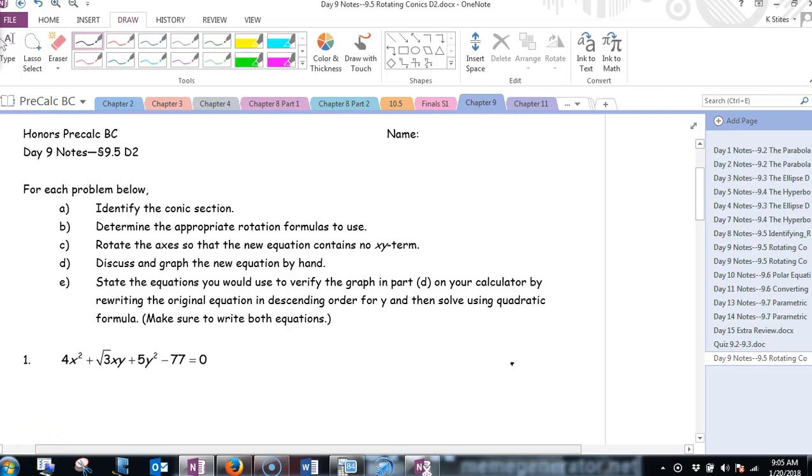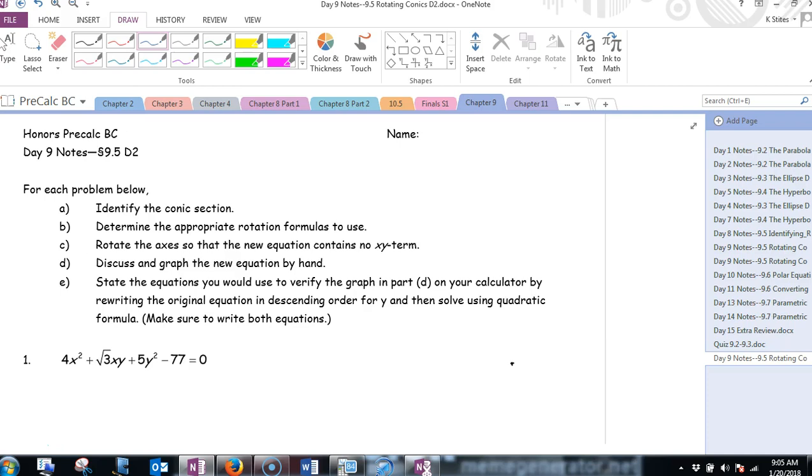Hello, Pre-Calc BC. So today we are going to be rotating conics, and we will do each of these parts for both problems. We're going to start with the problem we did not begin with in class. So if you would like to move to later in the video to find that hyperbola problem we began, you are more than welcome to.